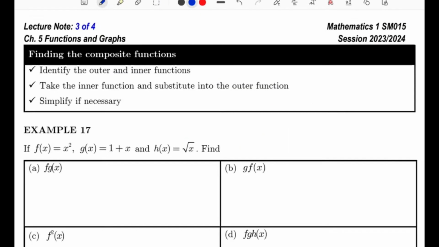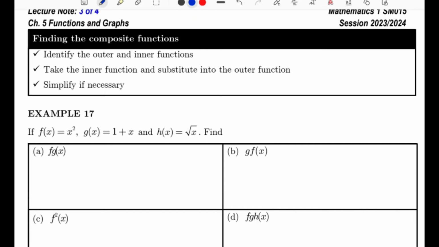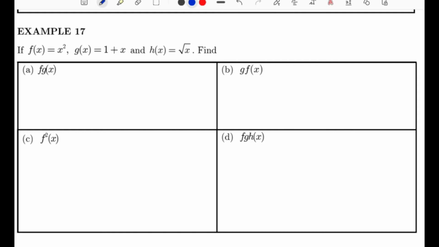Finding the composite functions. In order to find the composite functions, we need to identify the outer and the inner functions, and then take the inner function and substitute into the outer function, and then simplify if necessary. Example 17. If f(x) equal to x squared, g(x) equal to 1 plus x, and h(x) equal to √x, find fg(x). So we are going to take the inner function, which is g, 1 plus x, and then substitute 1 plus x into the outer function, which is f.